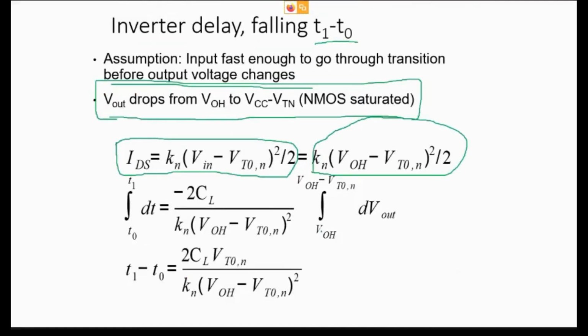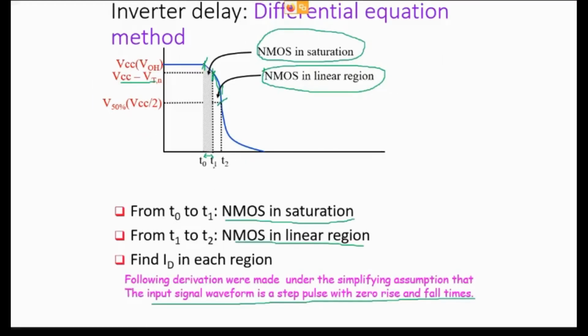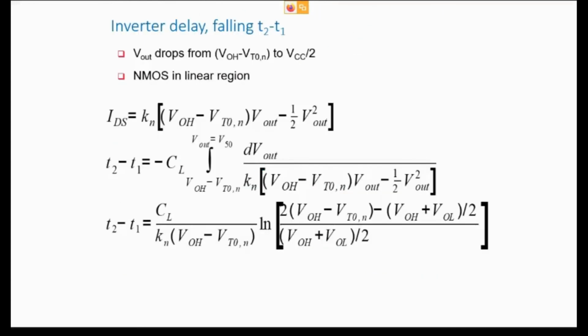So these are the limits, VOH to VOH minus VTN and dV out, this entire thing. This is related to your current. CL is your load capacitance. So this gives you T1 minus T naught, 2CL VT naught over Kn (VOH minus VT naught) squared. This is what you obtain for this particular region, T1 minus T naught. Similarly, you calculate for T2 minus T1.